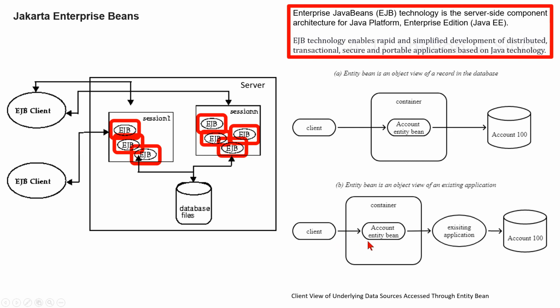Client is connected to the account entity bean. Account entity bean is in the container. Account entity bean is connected to the existing application. Existing application is connected to the database. Account 100 is in the database.